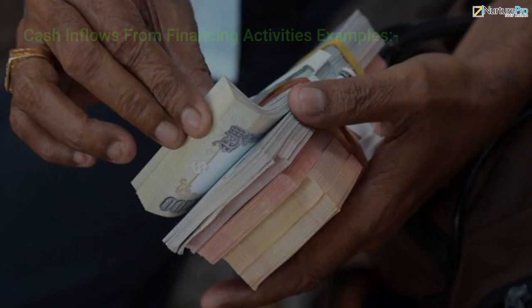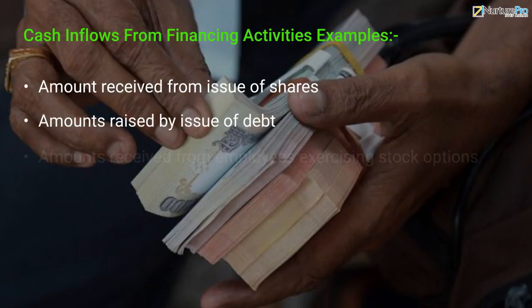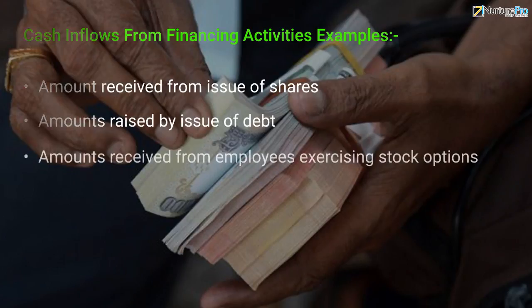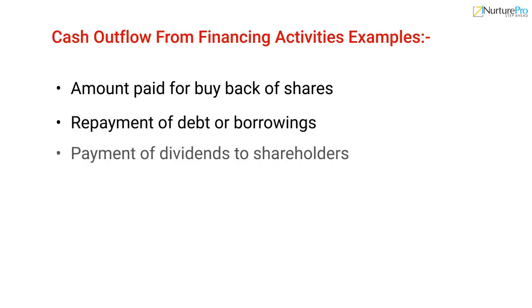Examples of cash inflows from financing activities are amount received from issue of shares, amounts raised by issue of debt, amounts received from employees exercising stock options. Examples of cash outflow from financing activities are amount paid for buyback of shares, repayment of debt or borrowings, payment of dividends to shareholders, and payment of interest on loans.